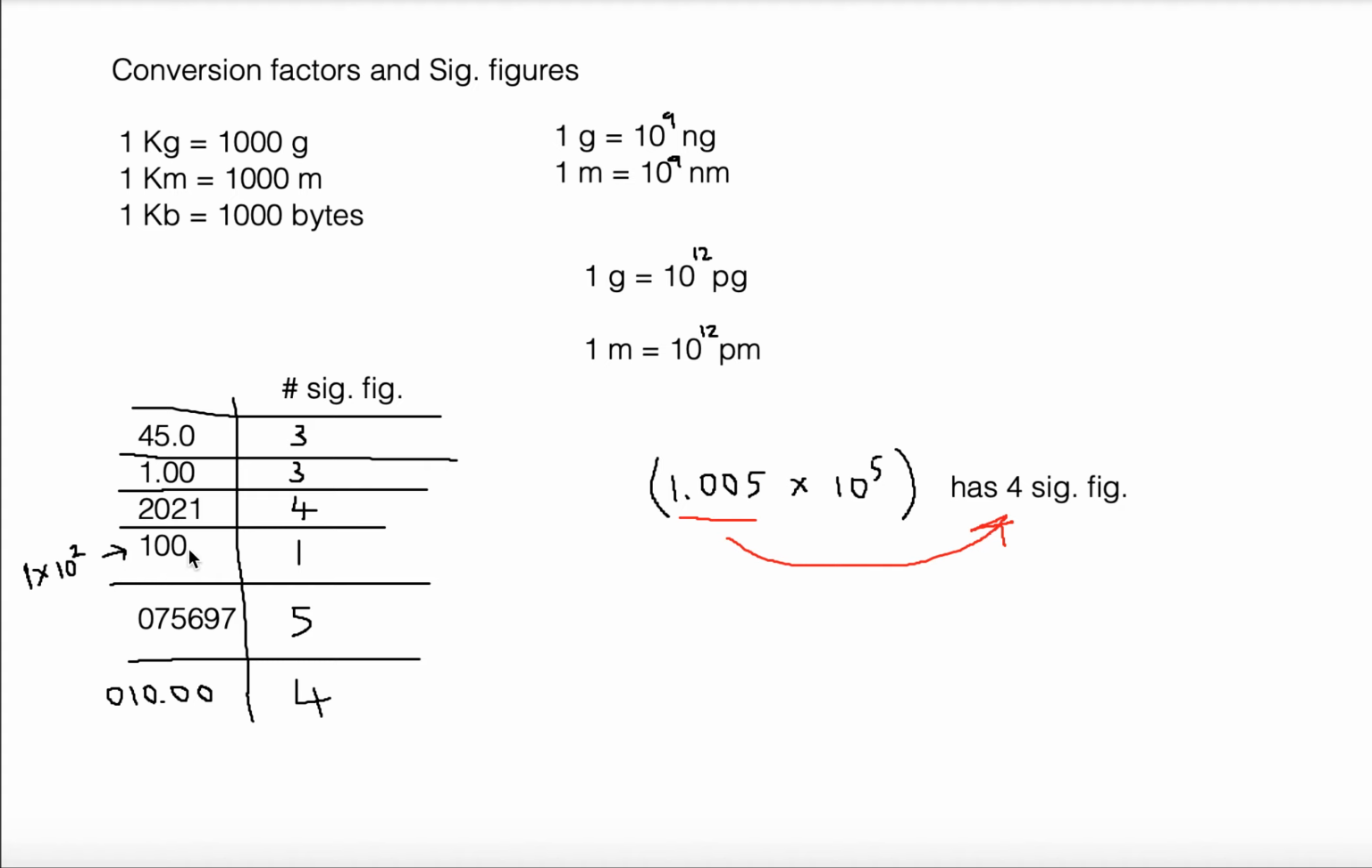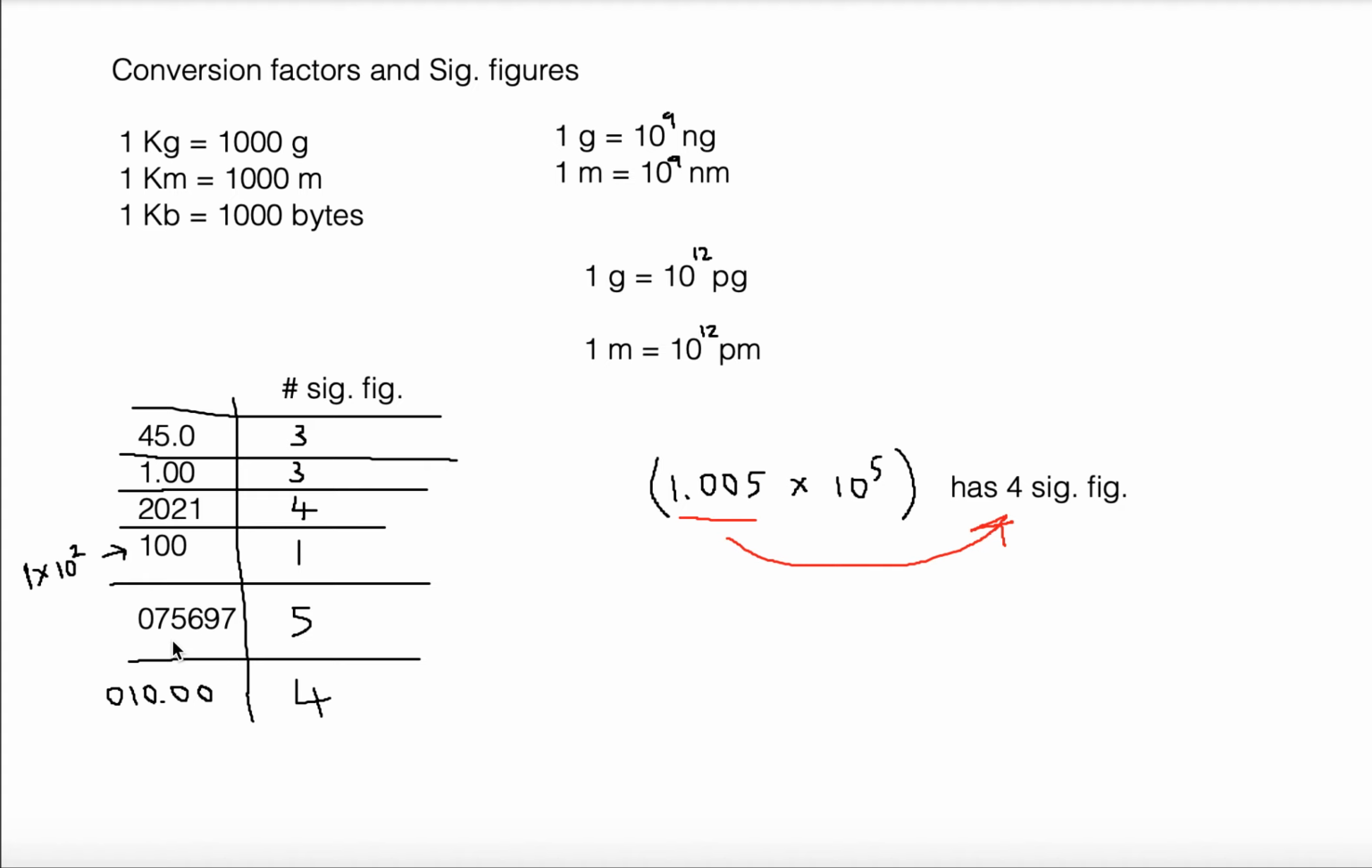Now, you can write this. Remember, we just talked about scientific notation earlier. Now, here's the chance to apply it. You can convert 100 to scientific notation. That's equal to 1 times 10 to the 2 power. Therefore, it has only one significant figure.